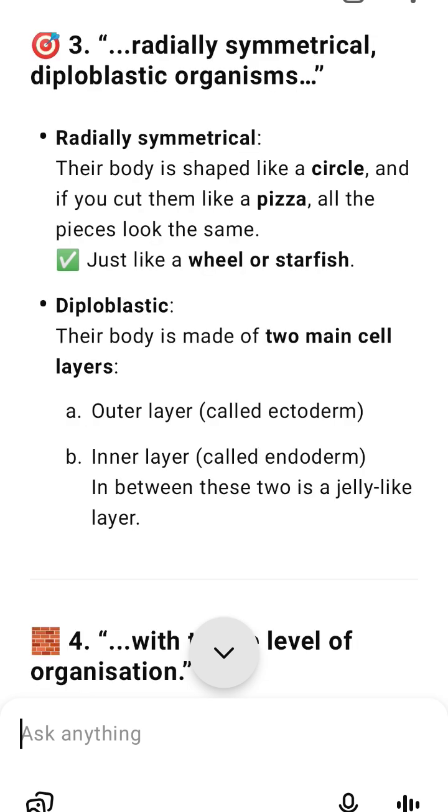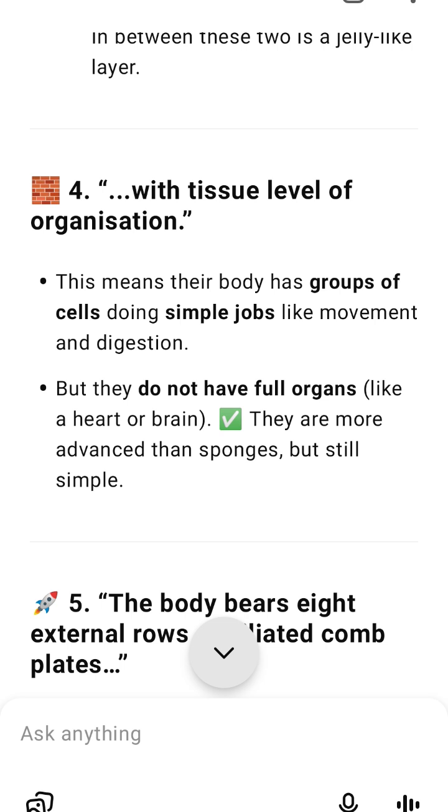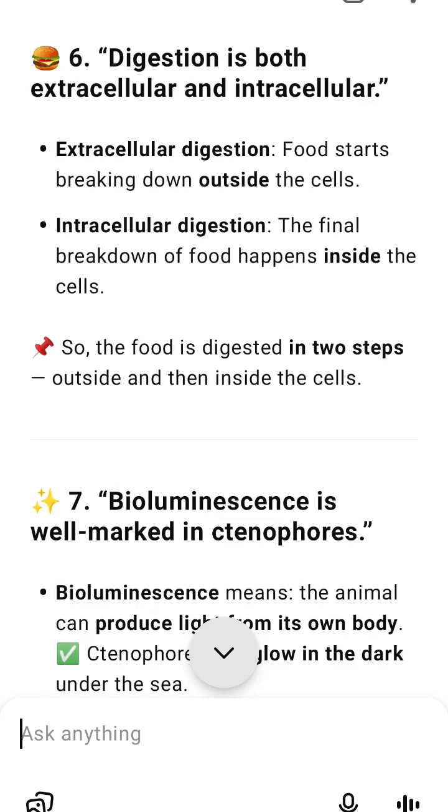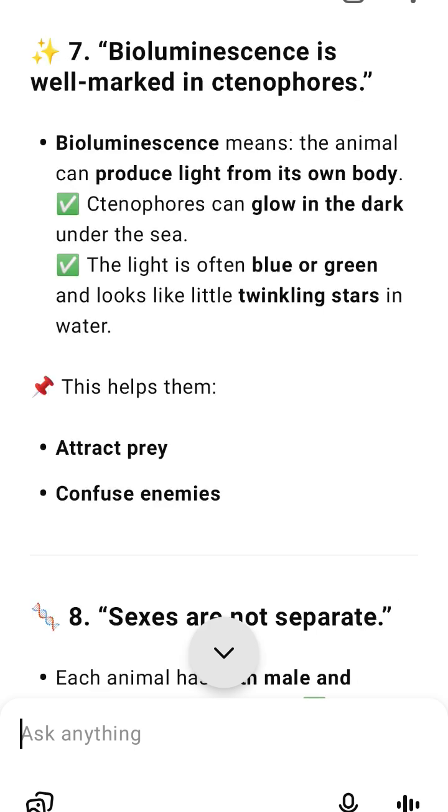They are more developed than ctenophores. Their bodies are bilaterally symmetrical, which means if you cut them down the middle, the left and right sides are the same. Their body is made of 3 layers of cells. This is called triploblastic. However, they do not have a body cavity, coelom, so they are called acoelomates.